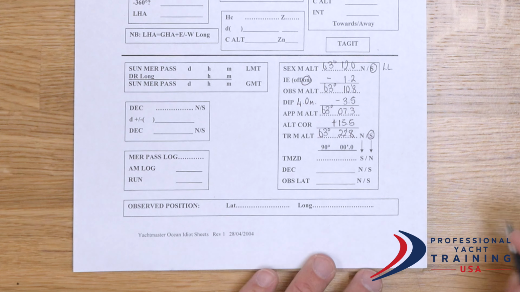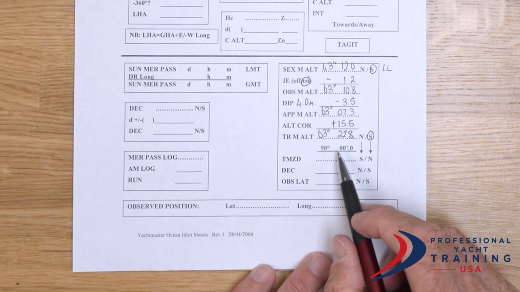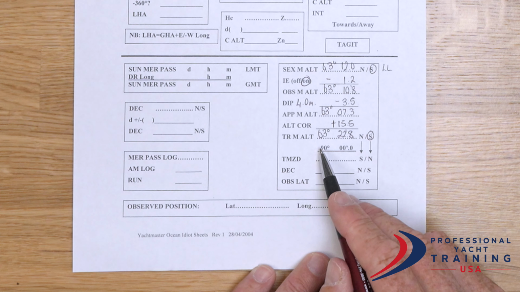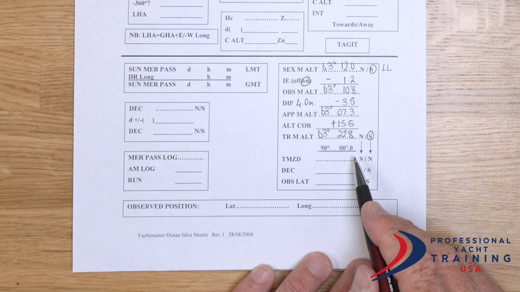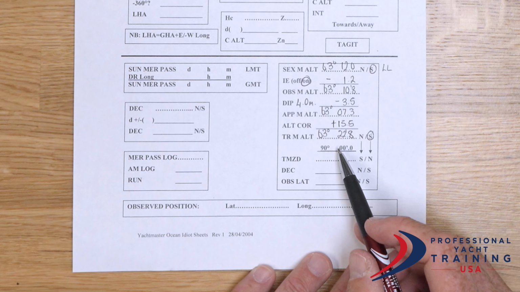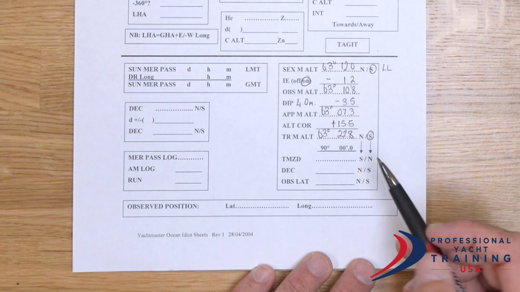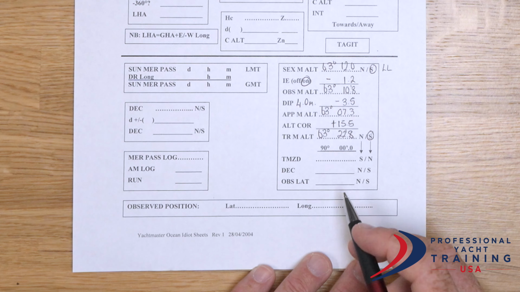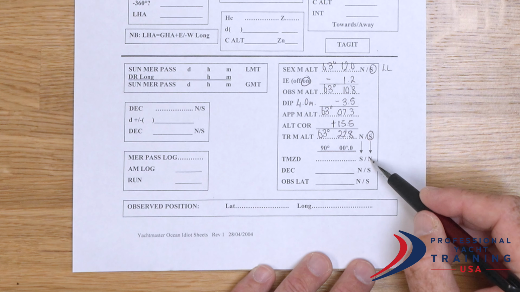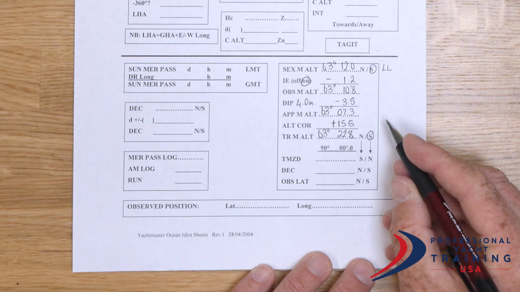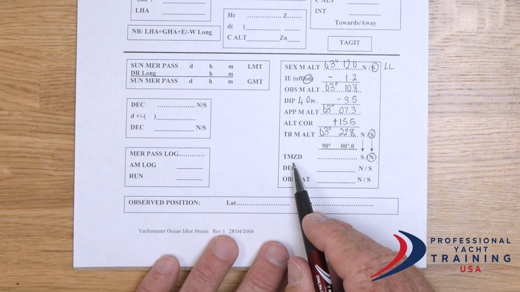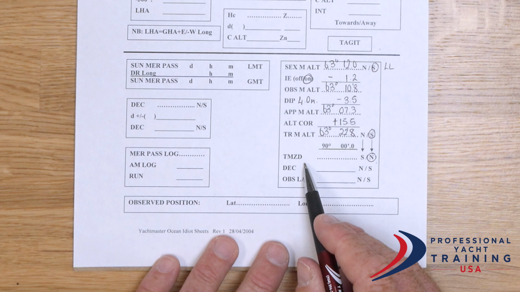Now you'll see there's a line of arrows and there's 90 degrees. My sextant reads 63 degrees 22.8. I'm seeing the sun to the south of me, so the angle of the sun is 63 degrees 22.8. If I'm seeing the sun to the south of me, I must therefore be to the north of the sun. So just follow the arrows down. If it's south, you bring it down, you then circle the north. Then you'll see it says TMZD, True Meridian Zenith Distance.